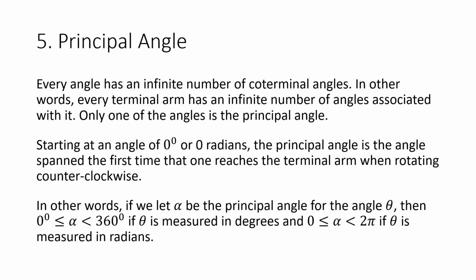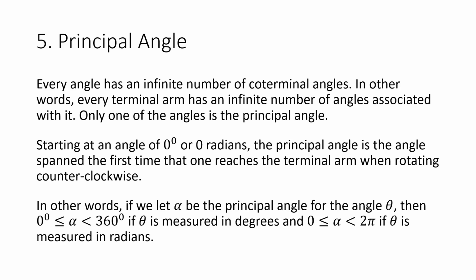For instance, the angle 30 degrees: I could go another time around, it'd be 390. Another time around, it'd be 750. Another time around would be 1,110 degrees. So we could keep doing this all day long. There's an infinite number of coterminal angles. But one of them is the principal angle.